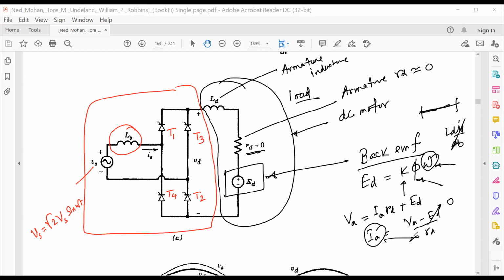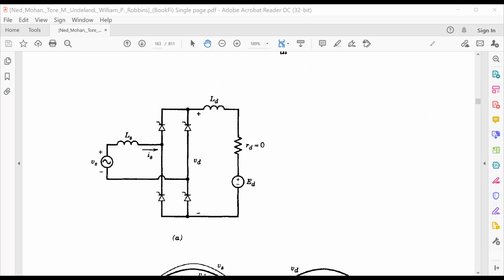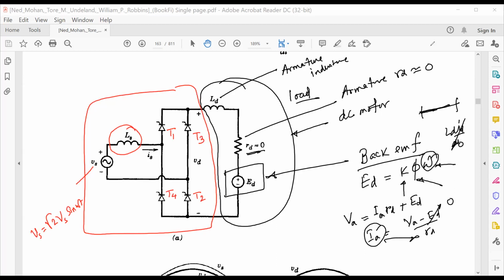Hello? Sir, couldn't hear your question. My question was, at the starting of the DC motor, this back EMF is 0. Yes, sir. Then it draws a lot of current. That is known as the starting current. Have you studied that thing? Yes, sir.